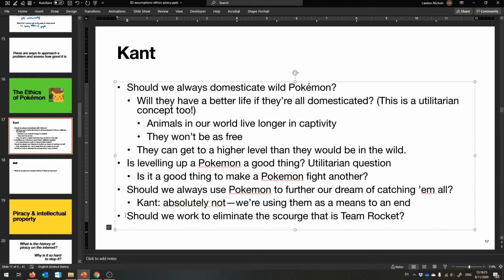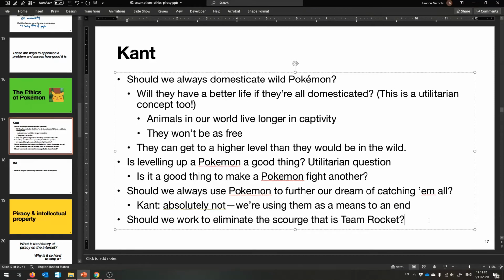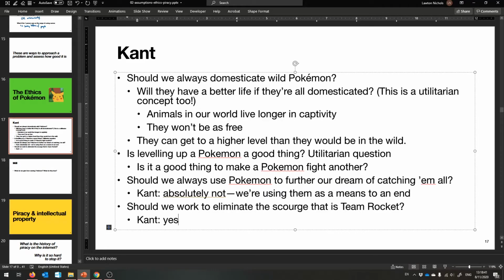And then I think both Kant and Mill would agree that we should get rid of the terrorists, in a sense, of the Pokemon world called Team Rocket. Kant would be like, yes, these people are bad, maybe, and we should work to get rid of them. Should we always try and prevent things that are harmful? Is the real question. And I think Kant would say yes to that.